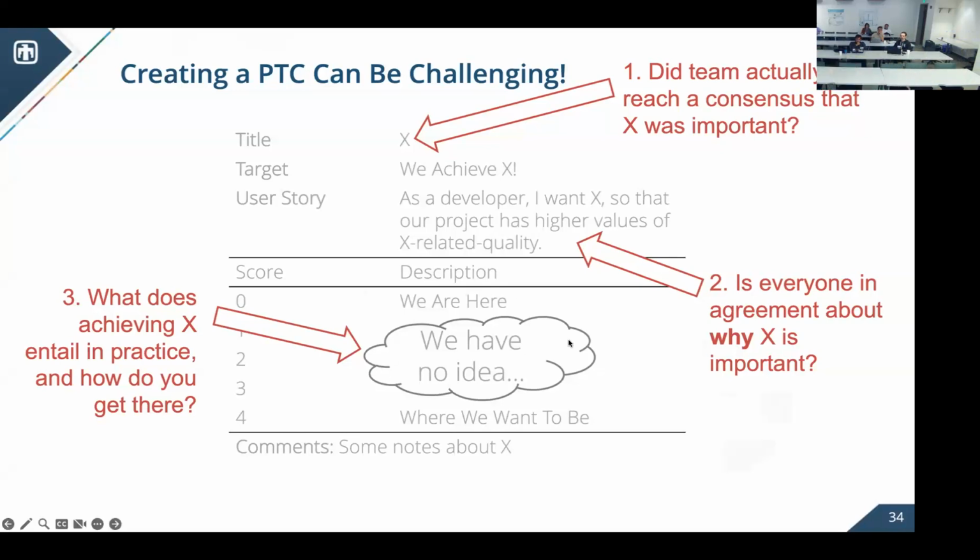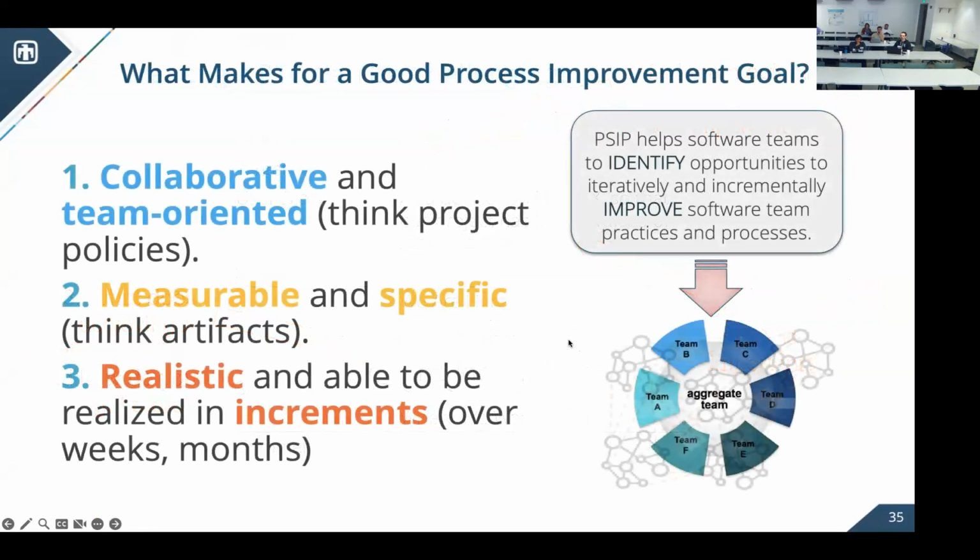So in general, what makes a good process improvement goal? There are a couple characteristics here. One, ideally, a PTC should be collaborative and team-oriented. The whole team, like I said, needs to own the improvement. It's very easy to roll out a new tool, a new method, new anything, but if there's not a commitment to using it or doing it or maintaining it, eventually it falls into disrepair. Maybe there's one person who cares about it, and when that person leaves the team, whatever they were doing ends, right?